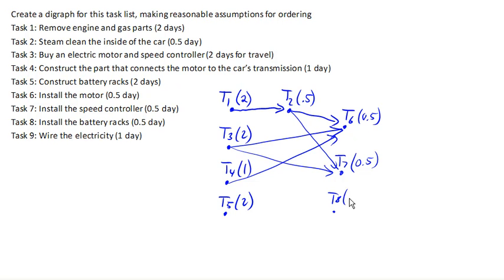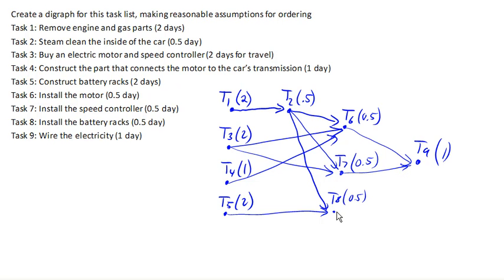Let's see. Well, again, we better have finished our cleaning. And of course, we're going to need to have constructed those racks, and so we have a requirement there as well. So finally, task nine is wire the electricity, and really, we're going to have to have completed most of this first. So I'm going to put it over here. So task nine takes 1 day, and before we do that, we're going to have to have installed the motor. We're going to have installed the speed controller, and we're going to have installed the battery racks, and then our last task is wiring the electricity.